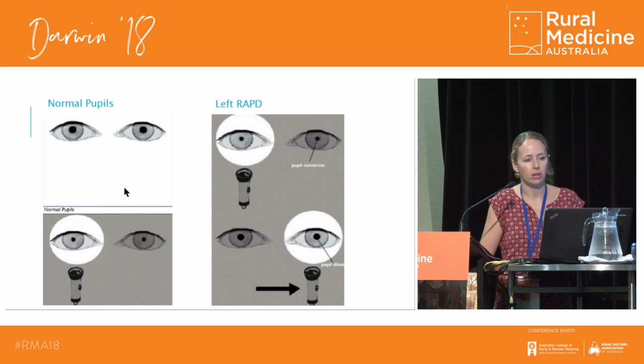So just to quickly go through this, normal pupils, if you shine a light on the right eye, both pupils will constrict equally. If you have a left RAPD, you shine a light on the right pupil, both pupils constrict, but when you swing the torch across to the left, both pupils will dilate.